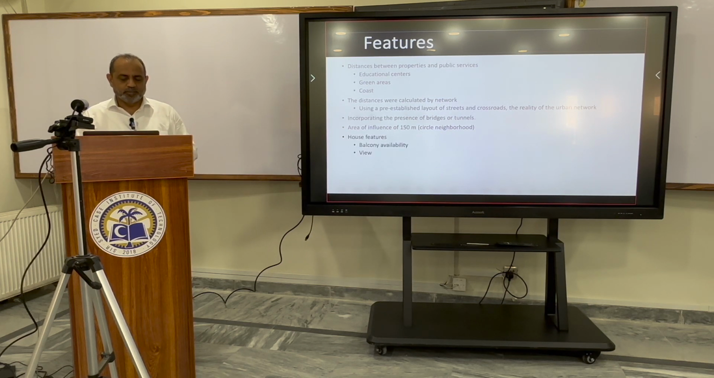And even here in Pakistan, we are concerned about the neighborhood. If you're going to develop a house, we are concerned about what type of people live in it. So balcony available, view, and so many variables.